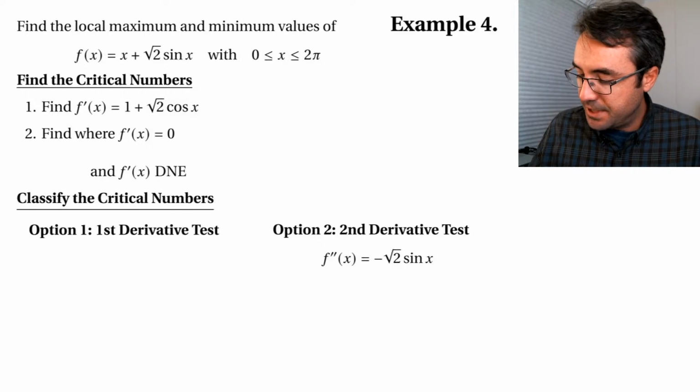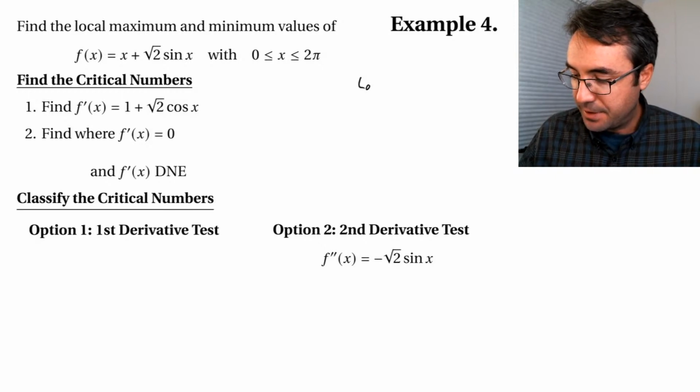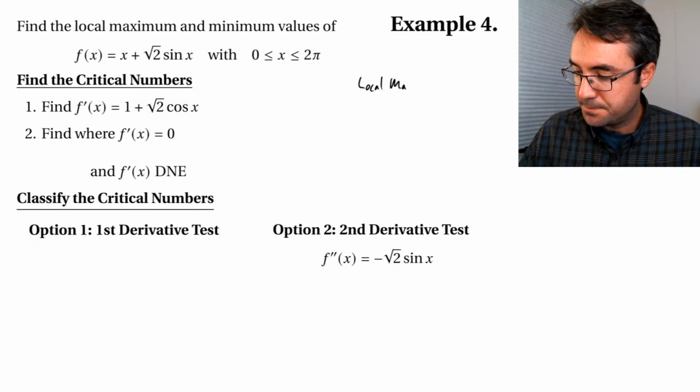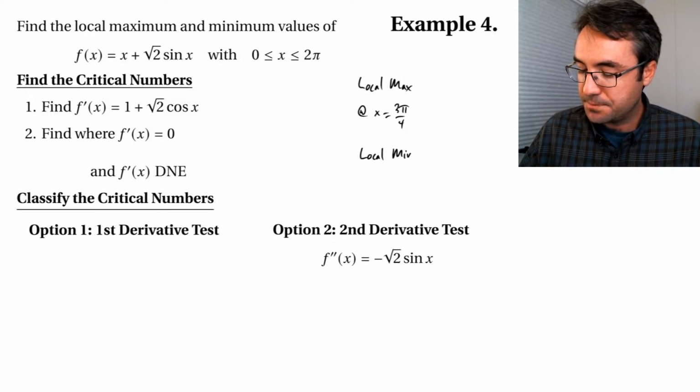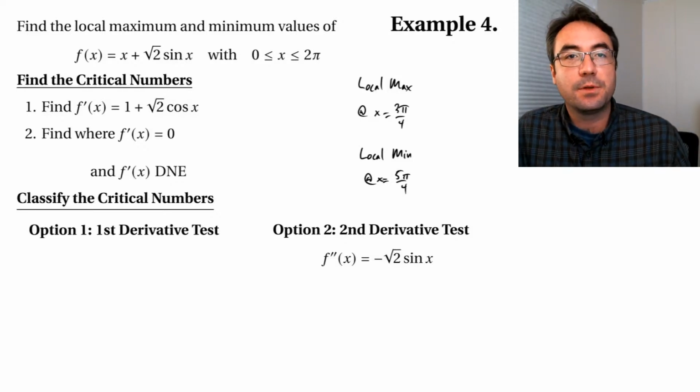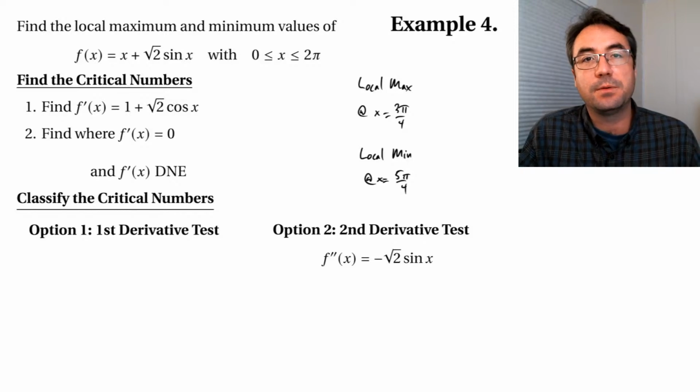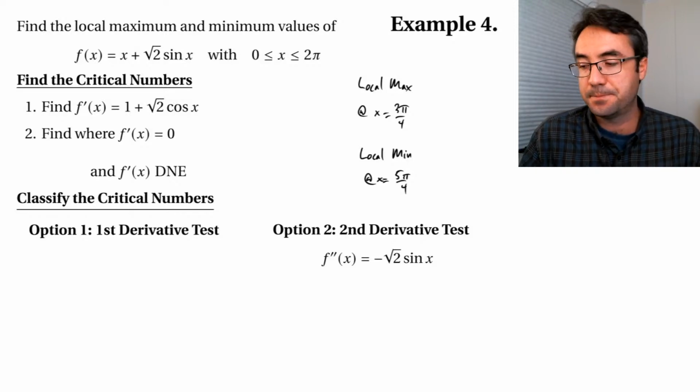But what you should see is that we have a local max at x equals 3 pi over 4. So try this for yourself. You have all the work in your notes from the previous sections. Just confirm this for yourself. We have a local max at 3 pi over 4 and a local min at 5 pi over 4.